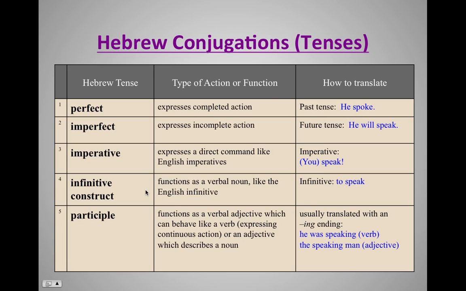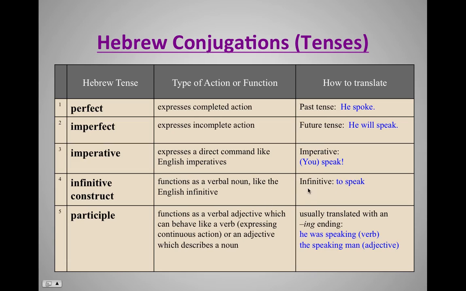Fourthly, we have a conjugation that's called infinitive construct. Infinitive construct are very much like our English infinitive. So your definition for the infinitive construct is that it functions as a verbal noun. What I mean by that is that essentially it's a verb, but it really functions like a noun.